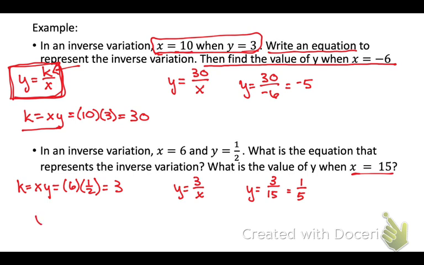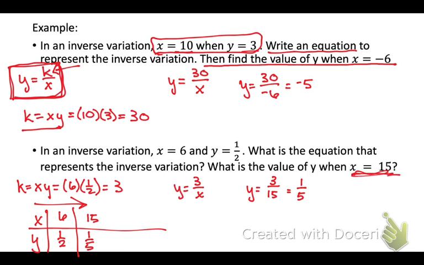If I had a table of values like they handed you the first time, they had 6 and 1/2, correct? And we would have 15 and 1/5. Is x increasing? Is y decreasing? Yes. 1/5 is smaller than 1/2. Make sense? Questions? Concerns? Are we going to have to make a table? I don't think so. But if they ask you for several x's, you could just make it in table form.